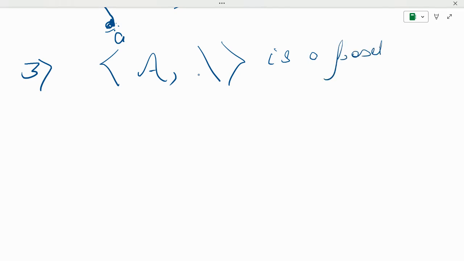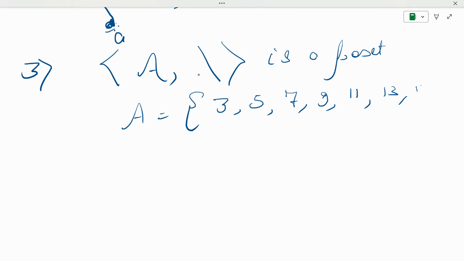And let's say what this A is. So A is a set containing elements like 3, 5, 7, 9, 11, 13, and 15. Okay, so these are the elements, and the division operator is defined on it. So first we'll be constructing the Hasse diagram for this.